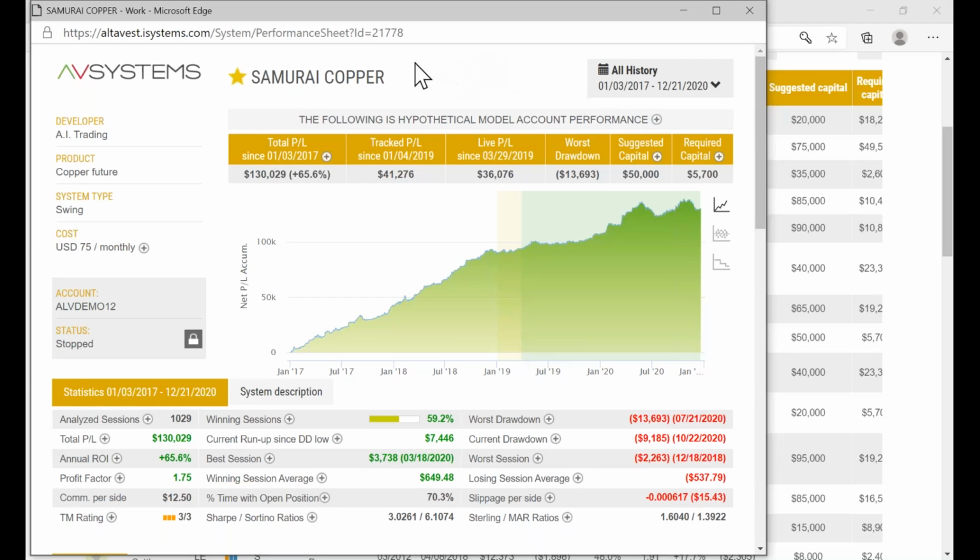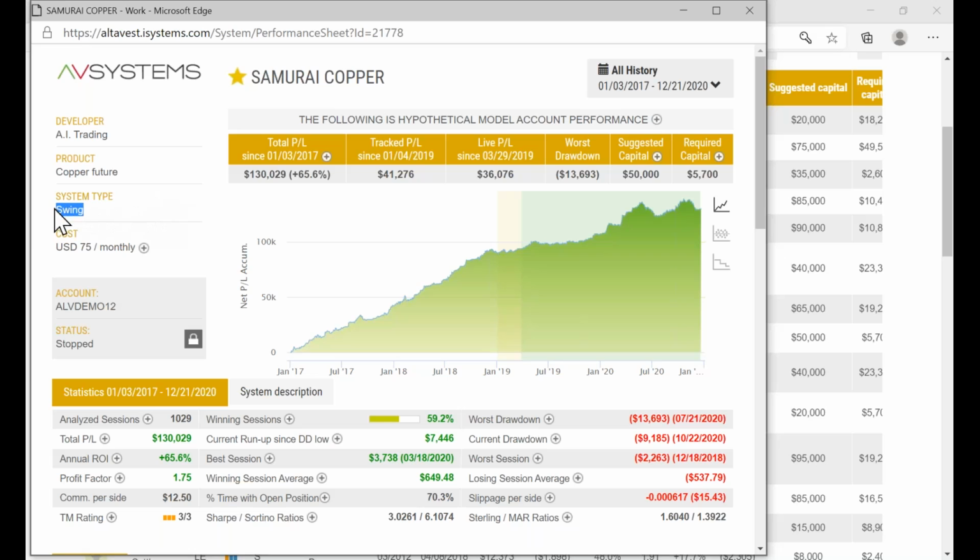Okay, and let's start looking from the top down. You'll see the name of the developer. These are professional system developers. They write code and build these systems. This is trading copper futures. If you don't know anything about copper, it doesn't matter.